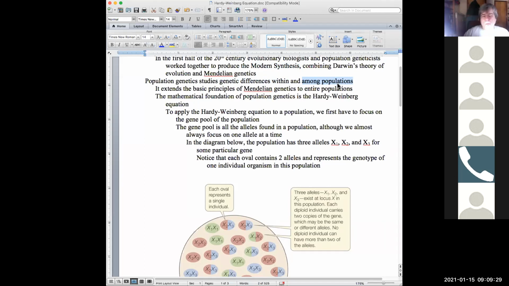Keep in mind when we look at natural populations, not always, but usually they're in a much smaller geographic area than the United States or Canada. And what population genetics does is it extends what we learned about Mendelian genetics to complete populations. And basically, when we look at population genetics, it's mathematical in nature.